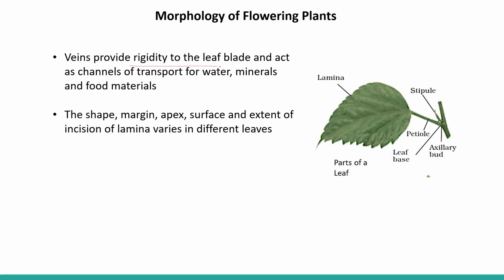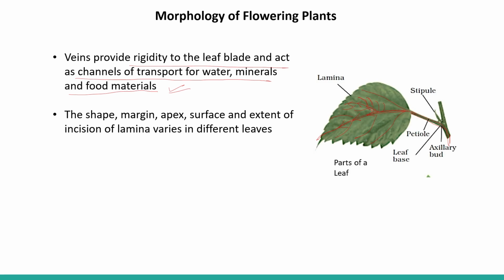So veins provide rigidity to the leaf blade and act as a channel of transport for water, minerals and food materials. Okay, so this is the main midrib, or we can say a main vein, which is called as midrib. And from this midrib, veins originate and move to the other part of the lamina. Now what happened? This midrib is getting water from this petiole and from this stem region. So water is coming to the stem, then moving to the petiole, then moving to this midrib region. And from the midrib, the water is moving to the vein part. And from this vein, many veinlets originate. So water is moving to this veinlet region even.